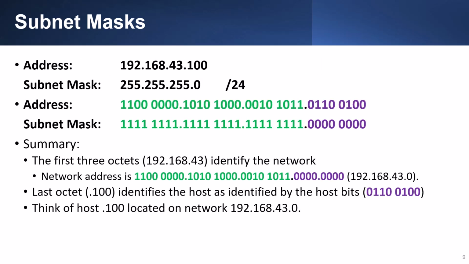If you look at the 192.168.43.100 address with the subnet mask of 255.255.255.0 or /24 CIDR notation, you can see the subnet mask, when converted to binary, has 24 ones followed by 8 zeros. The green bits of the address are the network bits, and the purple is the host bits. You can think of host .100 located on the network 192.168.43.0.